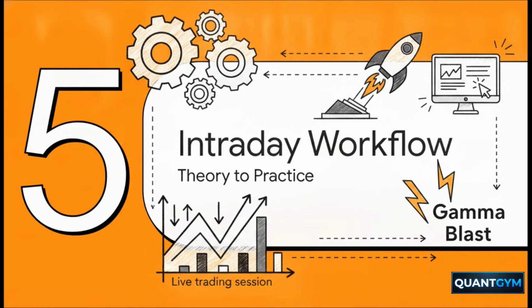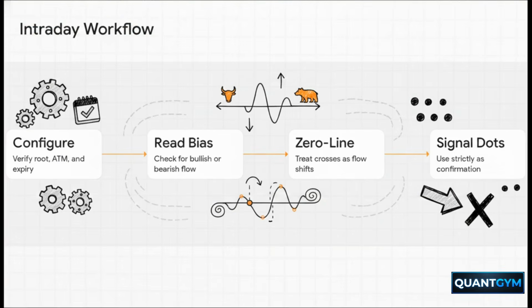Section 5. Step-by-step intraday workflow, theory to practice. So, how do you actually run this engine live during a real trading session? Well, here is your step-by-step checklist. Step 1. Configure it accurately. Seriously, if your expiry date or ATM reference is wrong, the engine is just feeding on bad data. Step 2, read your oscillator bias first so you actually know if you should be hunting for longs or shorts. Step 3, watch those zero-line crosses for potential intraday shifts.